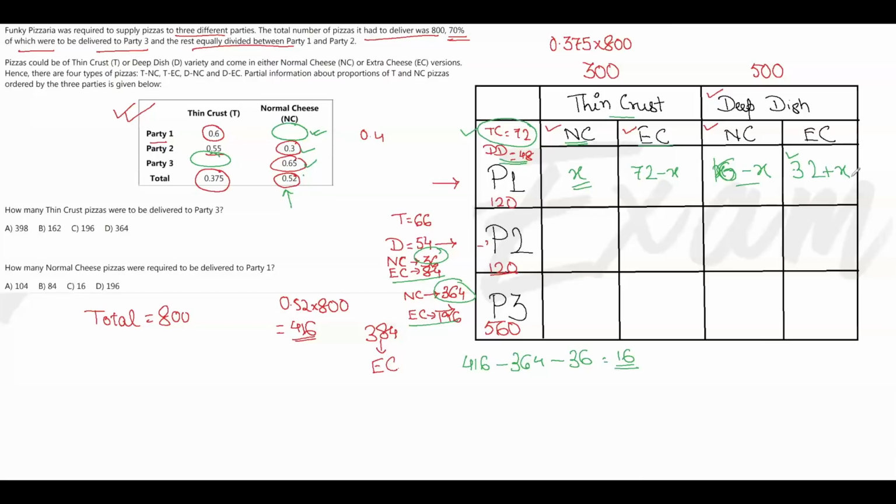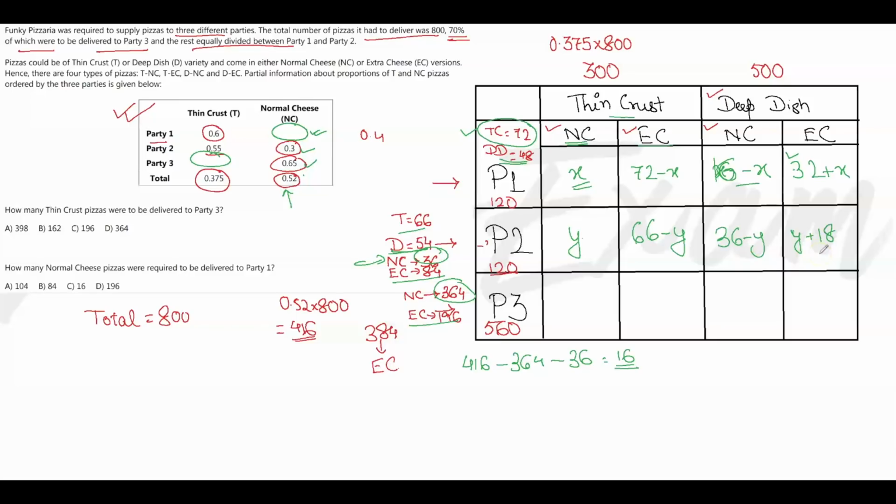Now for party 2, let me assume we have Y number of NC thin crust pizzas. If that is the case, the number of pizzas here would be 36 minus Y, because the total number of normal cheese is equal to 36. Also, the total number of thin crust pizzas is equal to 66. So this would be 66 minus Y. The total number of deep dish is equal to 54. So this would be Y plus 18, because when I add these two numbers, I should get 54.